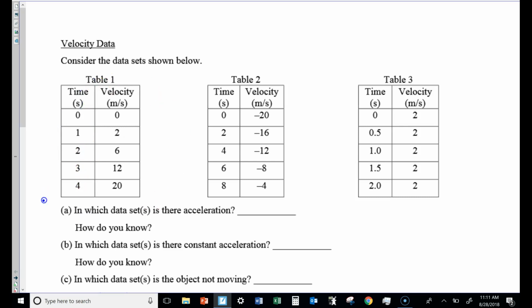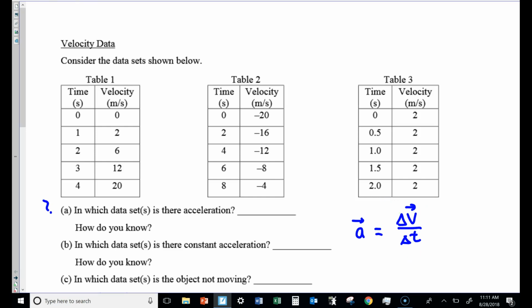Part A says, in which datasets is there acceleration? Before you try to answer Part A, recollect the definition of acceleration. It's how much the velocity changes per second. That's sort of an informal definition, but it's what I think about when I think of acceleration. I think, how much does velocity change per unit time, per second?